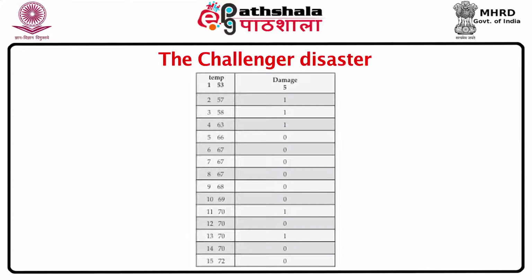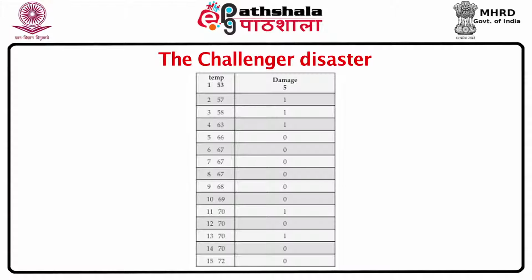So here is a glimpse of the data set. In the first column we are looking at temperature measured in degrees Fahrenheit, and in the second column we are looking at the number of damaged O-rings where the total is 6. Now we can see some suspicion from this data set that at lower temperatures there is indeed a greater chance for the O-rings to fail.